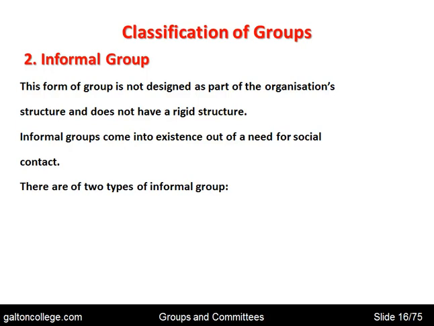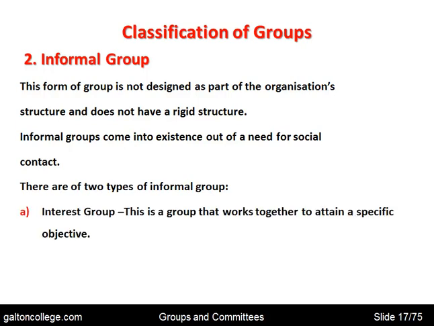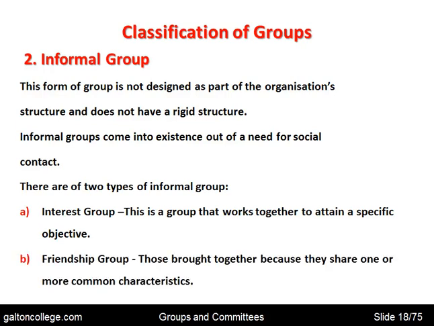There are two types of informal groups. Interest groups, this is a group that works together to attain a specific objective. So it's an informal group, but they're working towards some end. They want to achieve something, they want to deliver something, they have a task and they want to achieve it. But it could also be a friendship group, those brought together because they share one or more common characteristics.